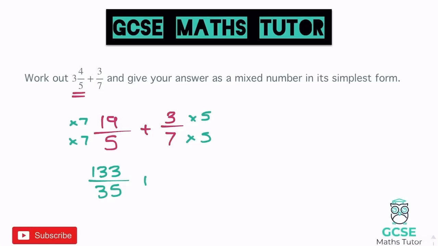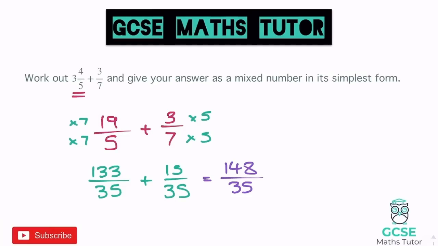On the right fraction, we're going to times them both by 5, so 3 becomes 15, and 7 becomes 35. Now we're in a position where we can add these both together. We just add together the numerators, 133 plus 15, which gives us 148, over 35, remembering that you don't add together the denominators. There we go, we've got 148 35ths.